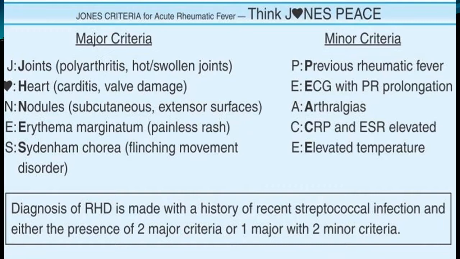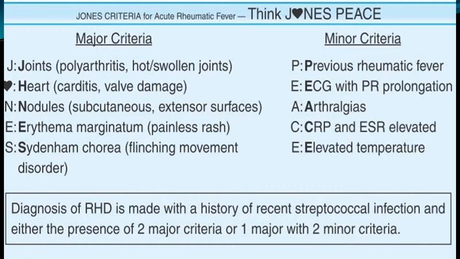ECG with PR prolongation. Arthralgias. Arthralgias is just joint pains, whereas the major criteria arthritis, joints involvement, is hot swollen joints. C stands for CRP and ESR elevated, and E is elevated temperature, meaning by fever. The diagnosis of rheumatic heart disease is made with a history of recent streptococcal infection and either the presence of two major criteria or one major with two minor criteria.